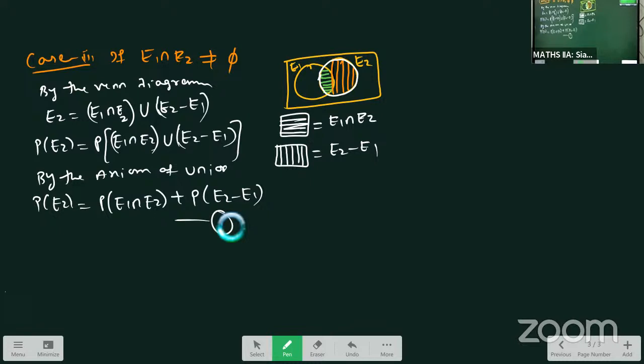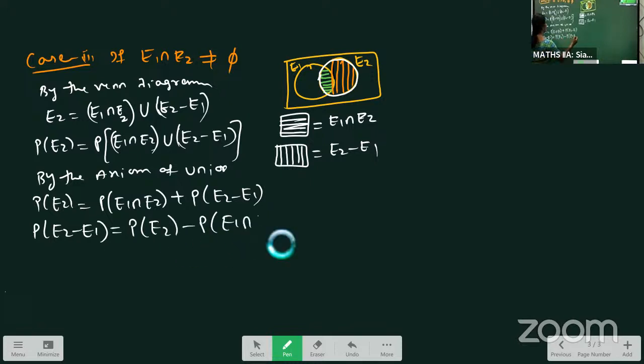Or else, you can write one more step here. That is, P of E2 minus E1, the value we want to find out. Send E1 intersection E2 to the left side. So it is P of E2 minus P of E1 intersection E2. Half of the part we got.